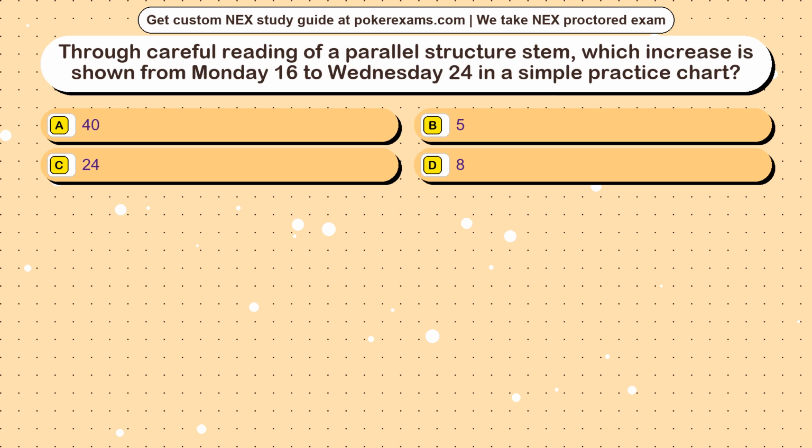Question 25. Through careful reading of a parallel structure stem, which increase is shown from Monday 16 to Wednesday 24 in a simple practice chart? Option A, 40. Option B, 5. Option C, 24. Option D, 8.